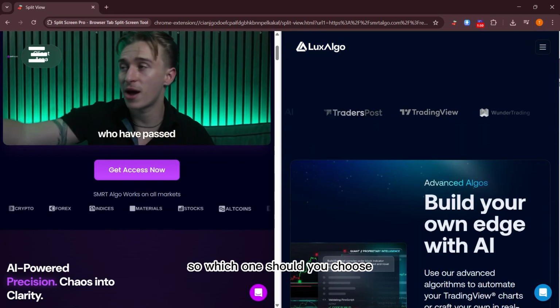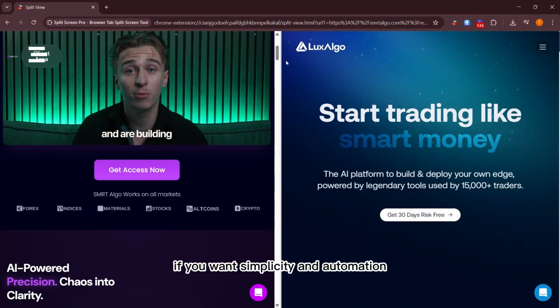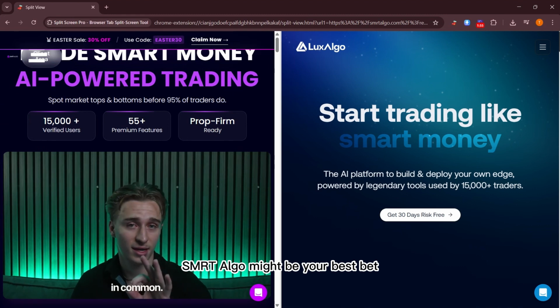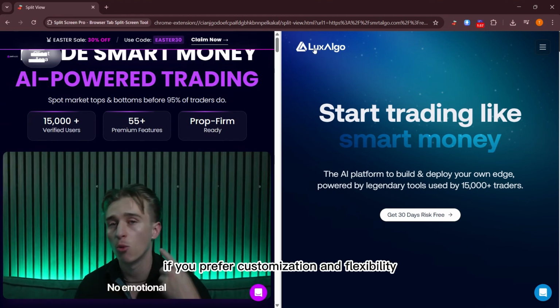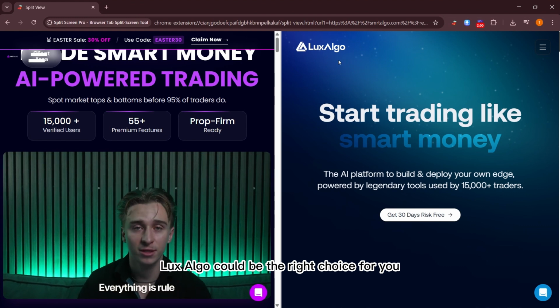So, which one should you choose? If you want simplicity and automation, SMRT Algo might be your best bet. If you prefer customization and flexibility, Luxalgo could be the right choice for you.